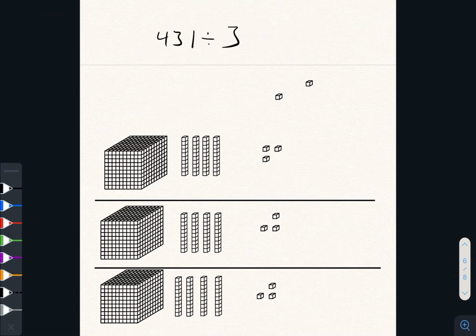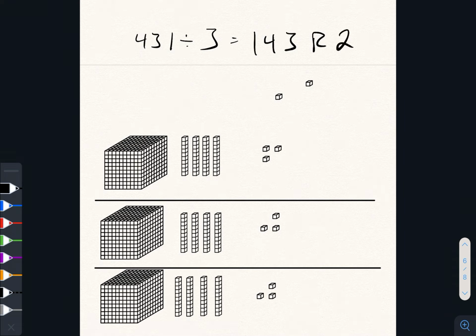So 431 divided by 3, what does that equal? Well, I have split them into 3 equal groups, and each group has 100, 4 tens, and 3 ones, and then I have a remainder of 2 left over. So we now see that 431 divided by 3 is equal to 143 with a remainder of 2.